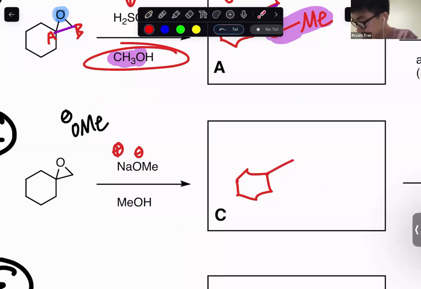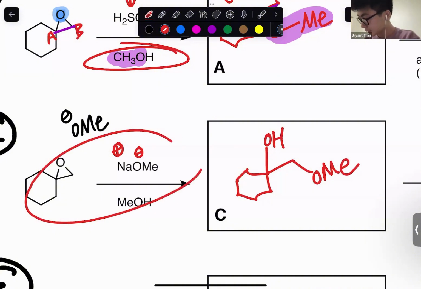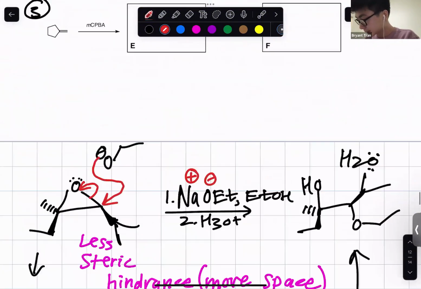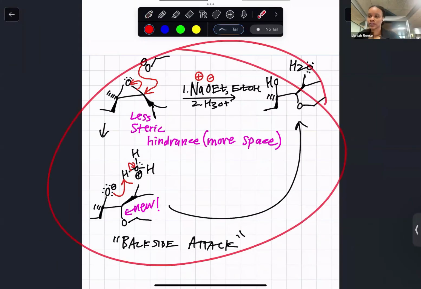We know that because we're attacking the less substituted carbon, which is this carbon right here, we're going to add the OMe on that side, on the less substituted carbon. Meaning that the more substituted carbon is going to have the OH. Is this considered breaking the ring? Yeah, this is considered breaking the epoxide ring, like we went over in this mechanism right here, in basic conditions. That's this reaction right here, right?